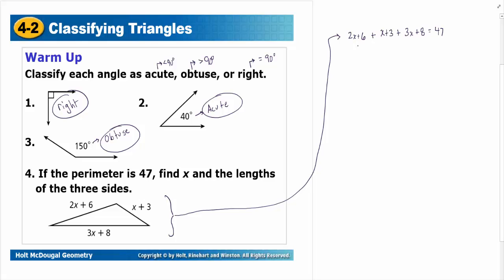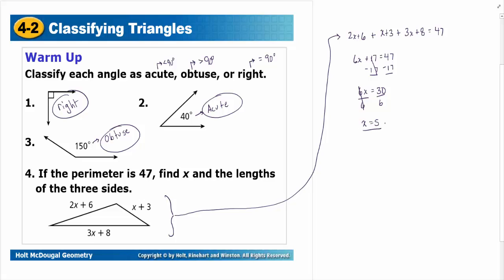So here we're just going to combine our like terms. I got 2x, x, and 3x. That's going to be 6x. I have 6, and then 8, 9, 10, 11. 11 plus 6 is 17, equals 47. So now I'm just going to solve this for x. Subtract 17 from both sides. Therefore, 6x equals 30. And then divide both sides by 6, and we get 5 for x.